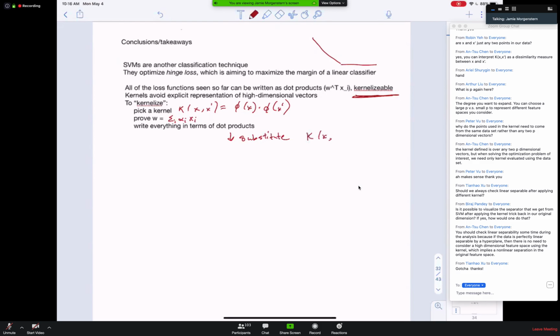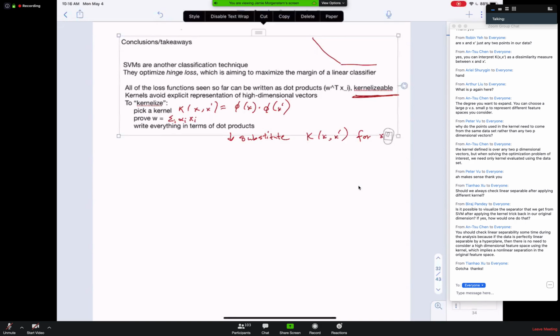Substituting x prime for x transpose x prime.